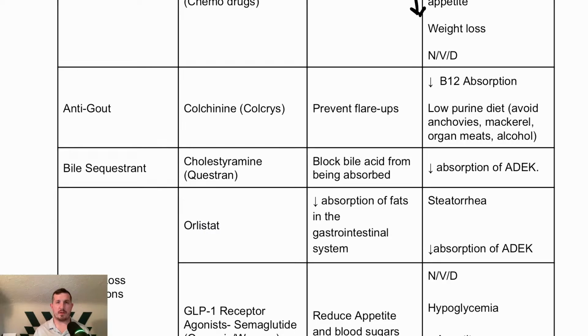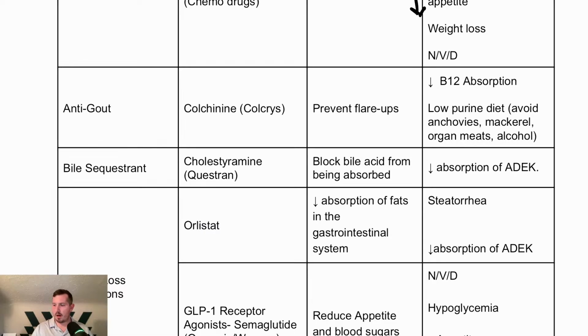So B12 should be recommended to be supplemented, especially. We want to also focus on a low purine diet. Okay, low purine diet. Those purine foods are going to be things like anchovies, mackerel, alcohol, organ meats. Those are going to be your really common foods that you think of when it comes to that. So basically, you're sticking with the same things you would normally do with the gout discussion here, but just making sure that we follow that there too.